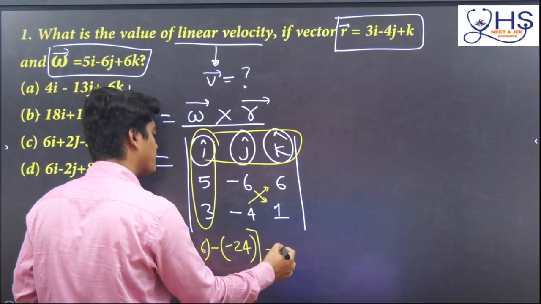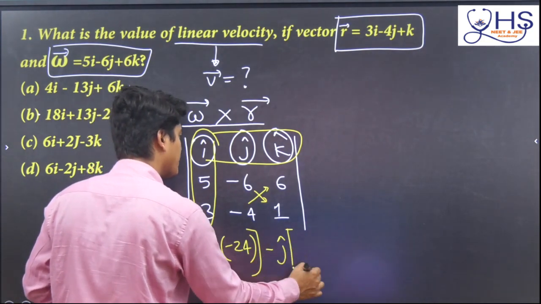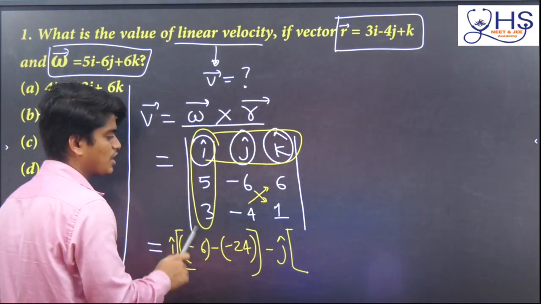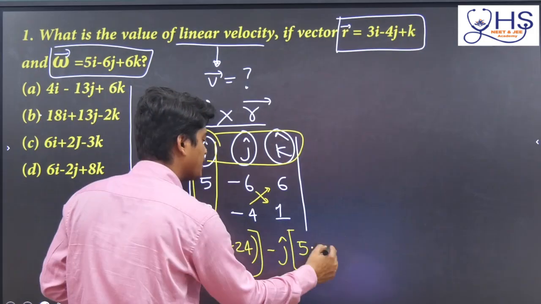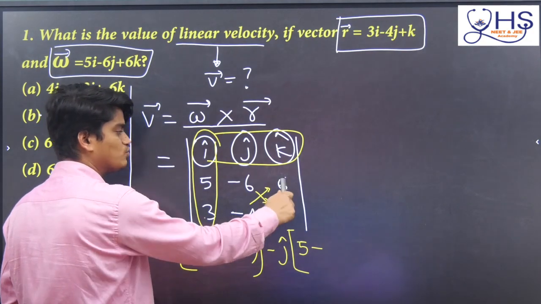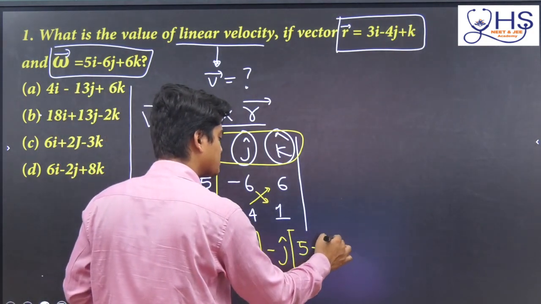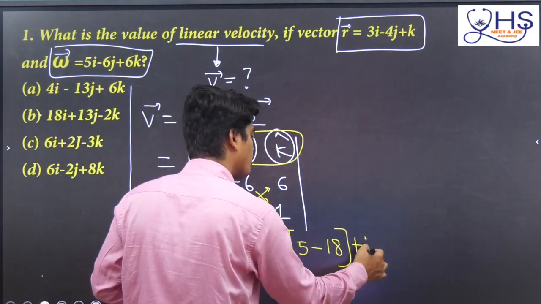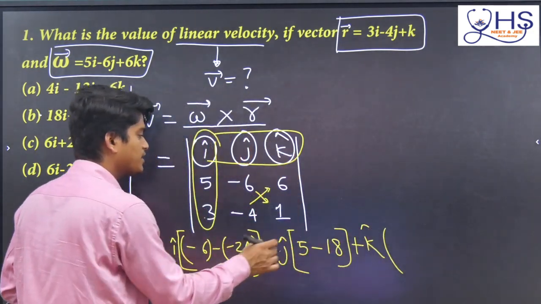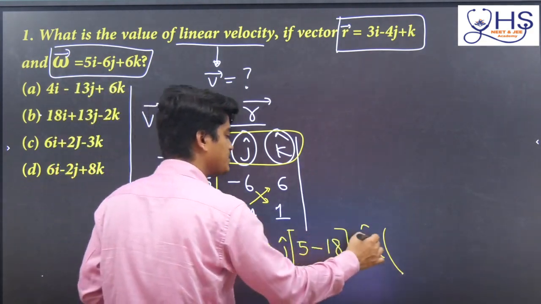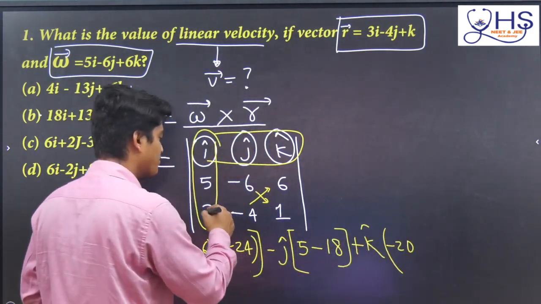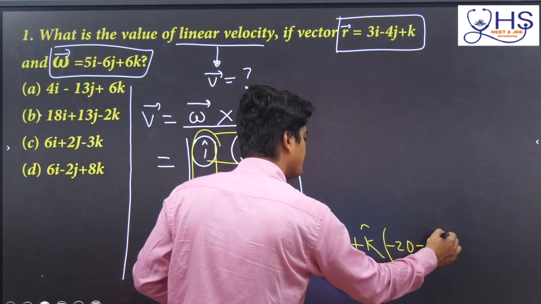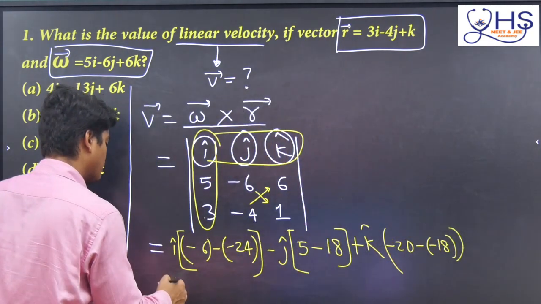Now go for j cap similarly. When you take j cap, you take a minus j cap. Similarly, you close this row and column, and the remaining is this. Now you write 5, then give a minus, then multiply these 2. How much is it? It is minus 18. So write it down. Now similarly for k cap, you put a plus k cap, then multiply these 2, it is minus 20, and minus of this one you have to multiply, so minus of minus 18.